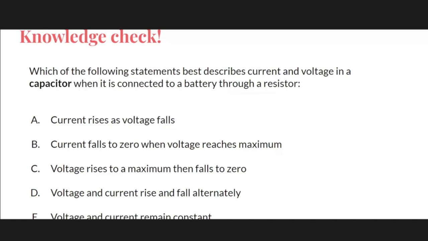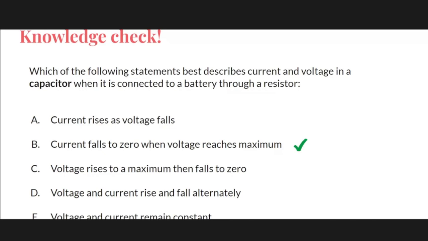So when a battery is connected to a capacitor, does the current rise as the voltage falls? Does the current fall to zero when the voltage reaches maximum? Does the voltage rise to a maximum then fall to zero? Does the voltage and current rise and fall alternately? Or does the voltage and current remain constant? Does anyone know the answer? It's this one. Well done.